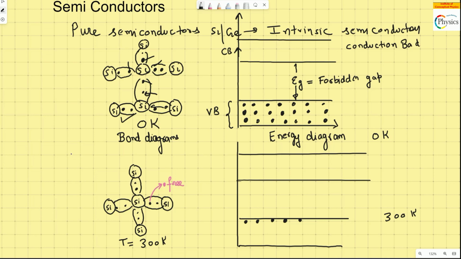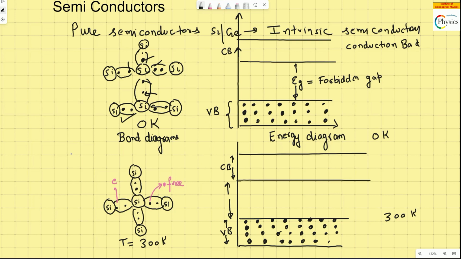I've just shown one electron. You can show one more electron that breaks out as well. Now let me complete the energy diagram. These electrons are part of the valence band. I'm filling up the valence band. This is the forbidden gap, and this is your conduction band.